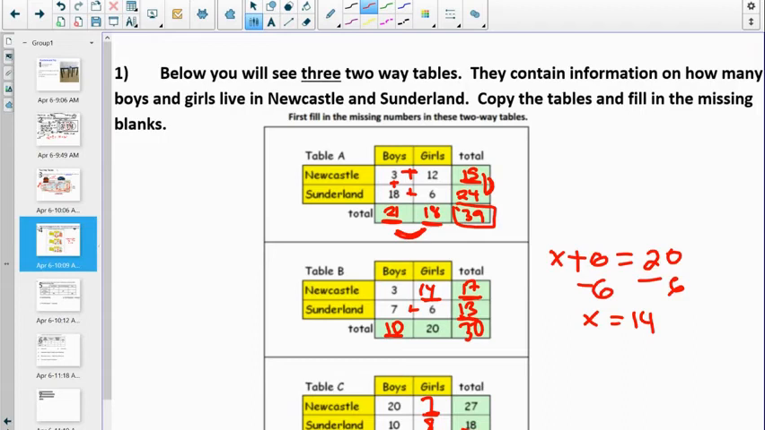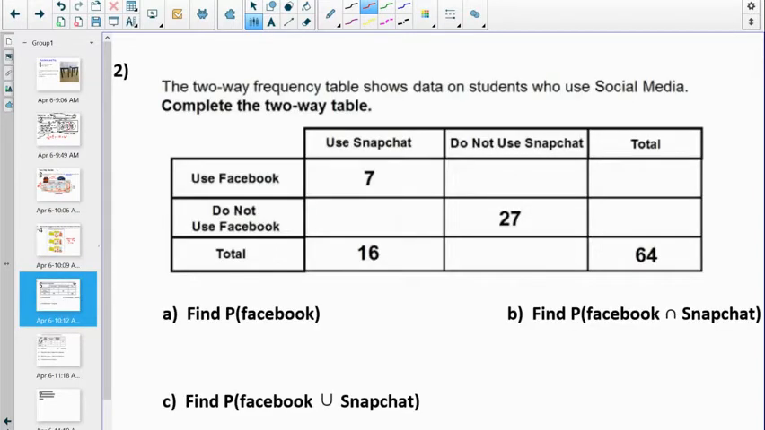Now that we've learned how to finish our tables, we're going to do some probability with it. First we're going to complete this two-way table, and then we're going to answer these questions right below here. So we just got some practice with that.